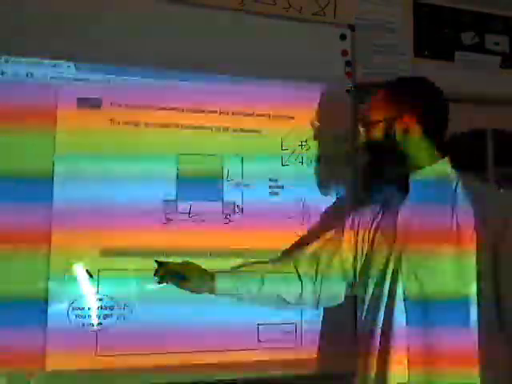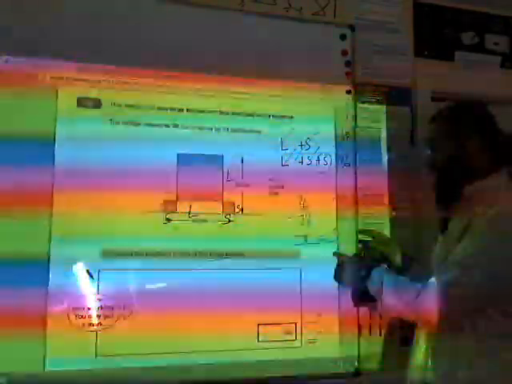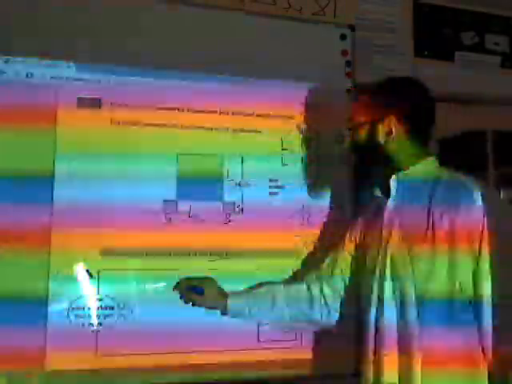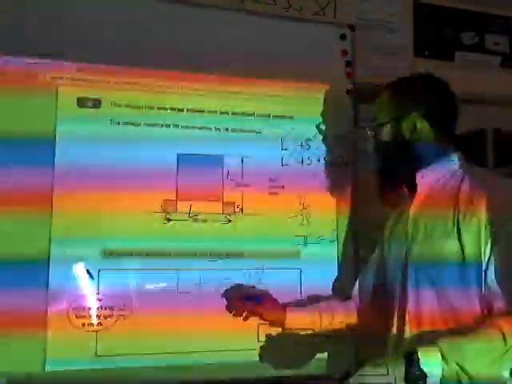Because to calculate the length of a side of the large square, now that we know what the small one's worth, we can go back and work out the big one. So this is part of the answer. We haven't got the answer yet. So we know that the large one and the small one gives you 28. And we know the small one is equal to 8.